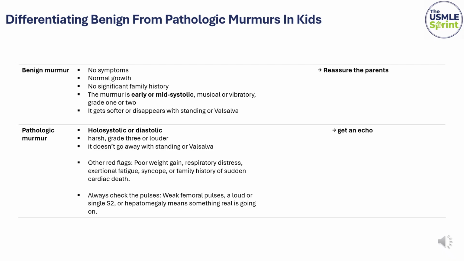You'll often see other red flags: poor weight gain, respiratory distress, exertional fatigue, syncope, or family history of sudden cardiac death. Always check the pulses: weak femoral pulses, a loud or single S2, or hepatomegaly means something real is going on. If the murmur is benign, reassure the parents. If it's pathologic, get an echo. And here's a fun note: the venous hum is the exception. It actually gets louder when standing.